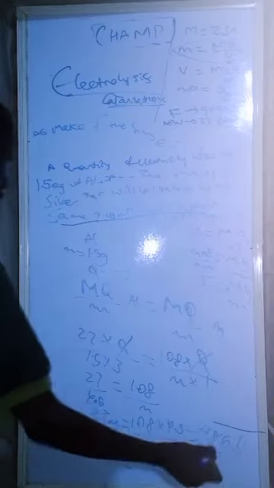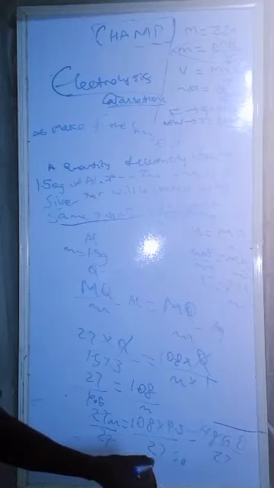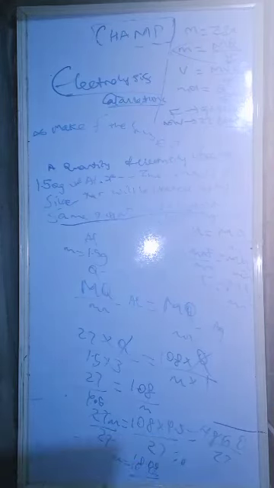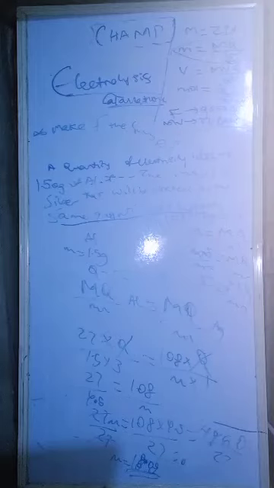You have 4860 over 27. So if you divide it, your mass will be 18.0 gram. So this is my answer, 18.0 gram. So just follow the procedure. The first thing you do is to get your F. Make F the subject. Let's take another one now.